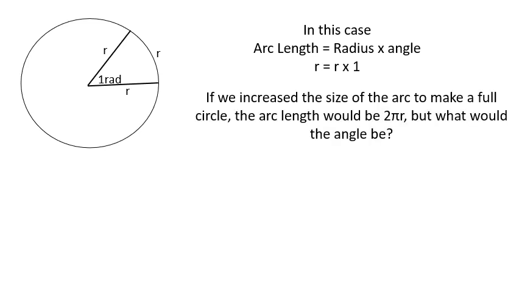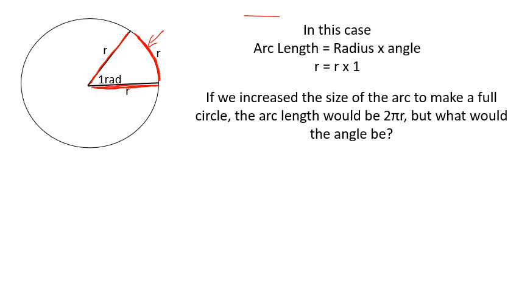Now imagine that we increased the size of the arc to make a full circle. So imagine those two lines, which I'm now going to colour in red. Imagine we opened those lines up so that the angle got bigger and bigger and bigger, and the arc length around there got bigger and bigger and bigger. So it's not 1 radian anymore. So we're increasing the size of the angle. And imagine we made that arc length go all the way around a full circle.